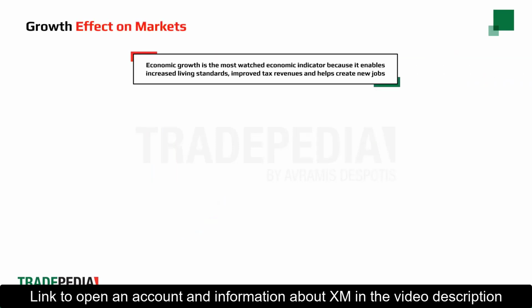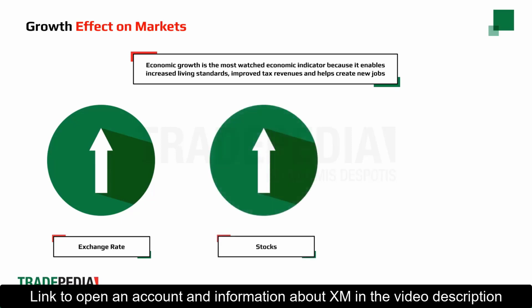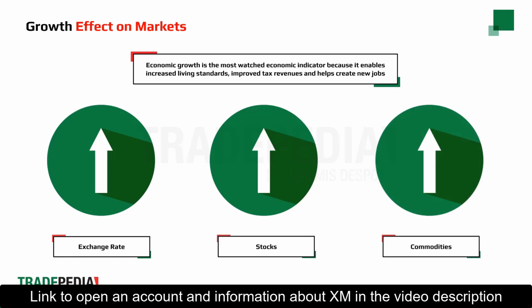Economic growth is the most watched economic indicator because it enables increased living standards, improved tax revenues, and helps create new jobs. Having other things equal, higher output and higher income will increase the revenue of the governments and thus the value of its currency. When it comes to stocks, an increase in growth reflects the increasing demand by consumers, which in turn results in higher profits for businesses and higher stock prices. Now, because businesses are producing more, their demand for commodities like raw materials and energy will increase, resulting in higher commodity prices.